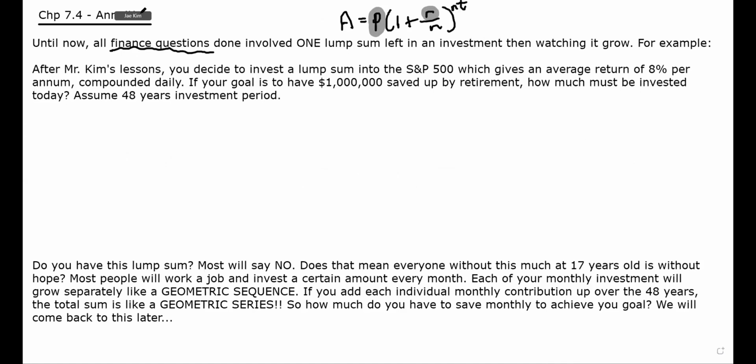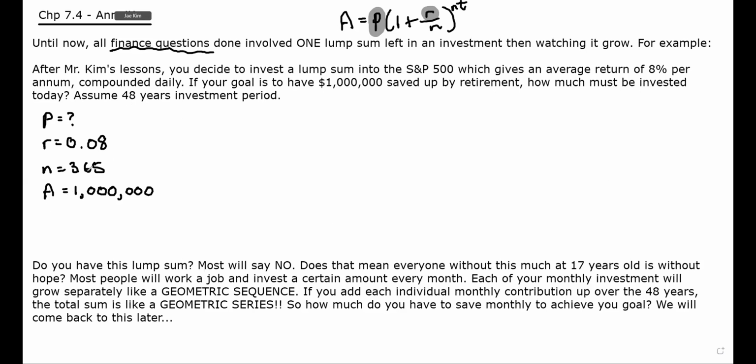So one example, after Mr. Kim's class, let's pretend you decide to invest a lump sum, which you don't know, into the S&P 500, which gives an average return of 8% per annum. But being the stock market, let's just pretend that it's compounded daily. Okay, and if you're with me, just have your calculator handy. If your goal is to have $1 million saved up by retirement, how much must be invested today?